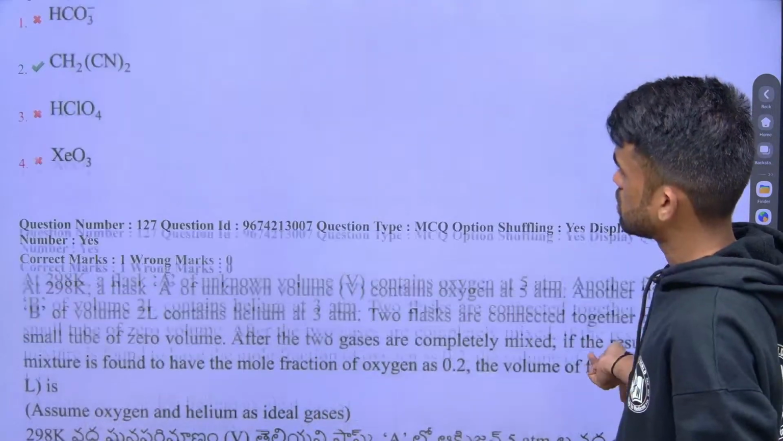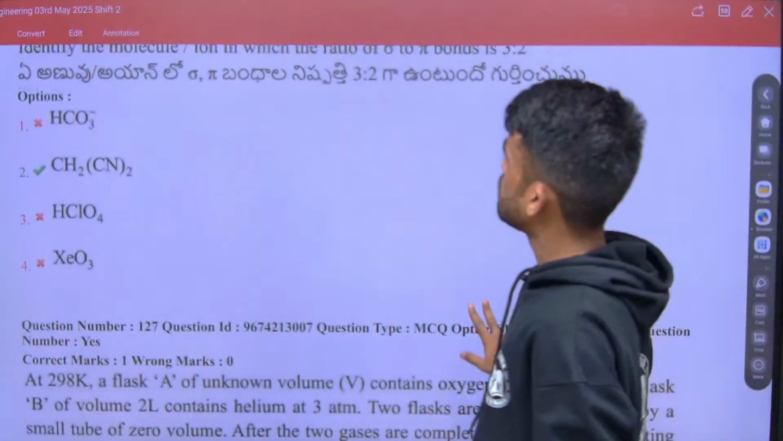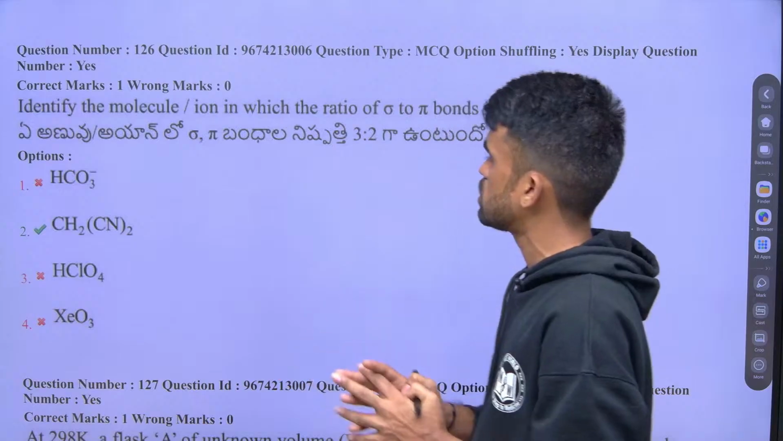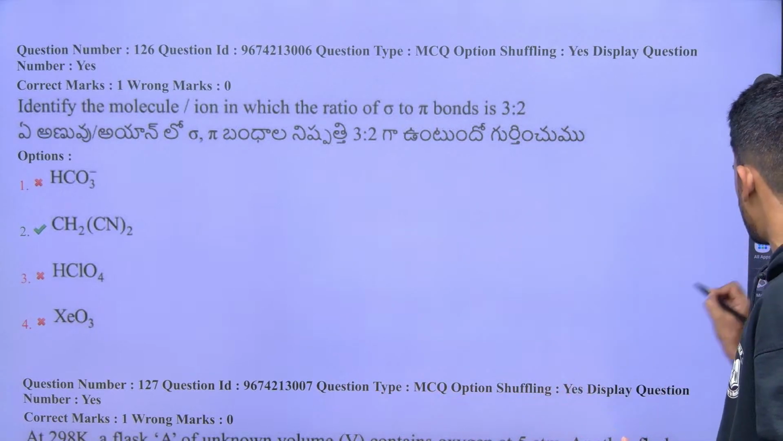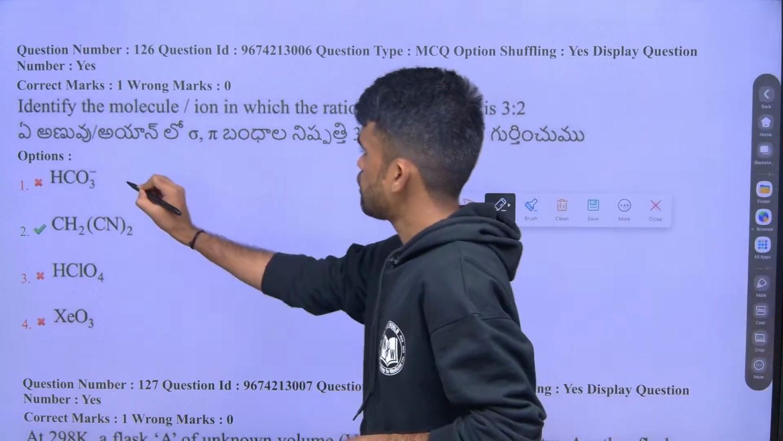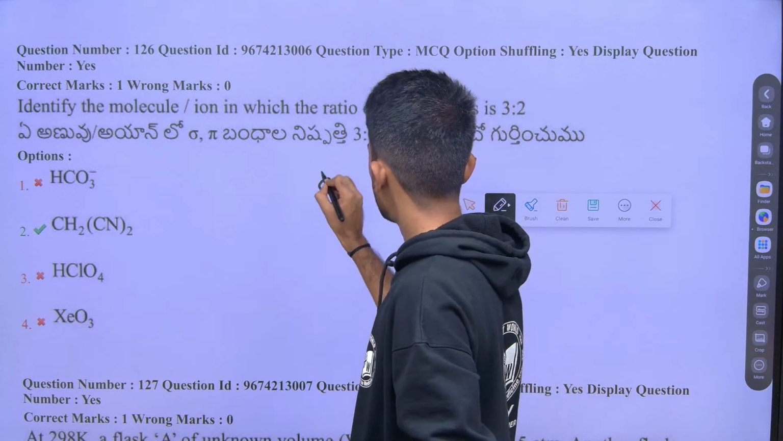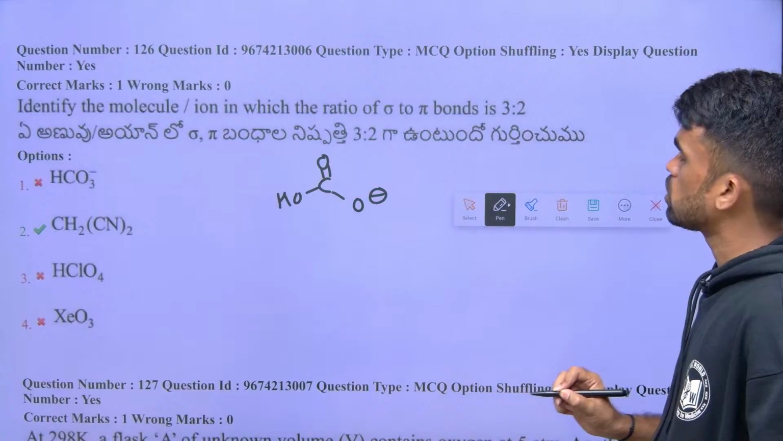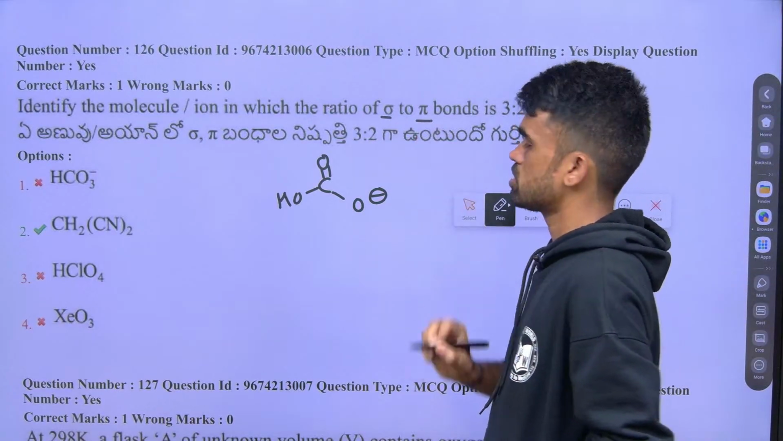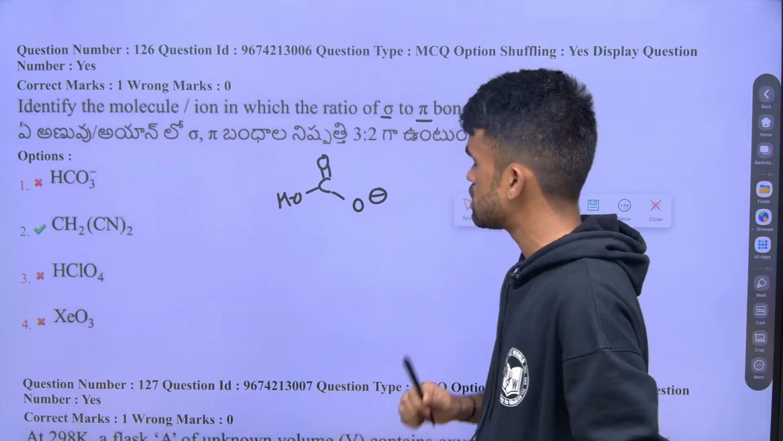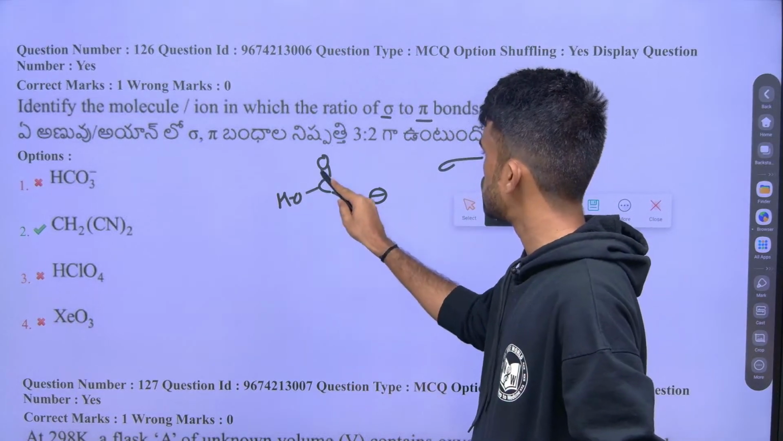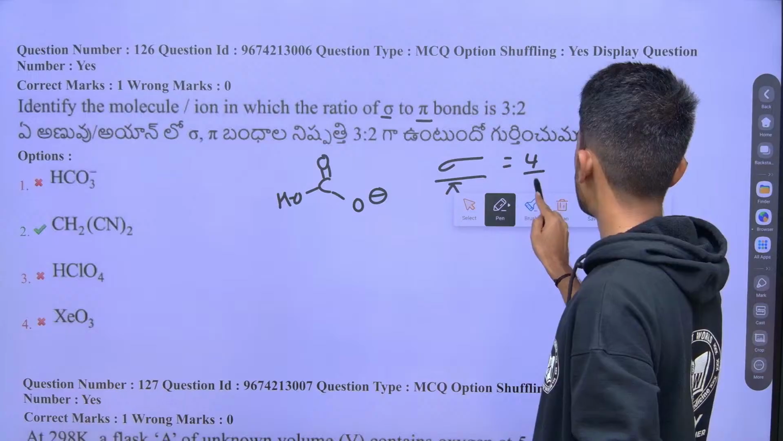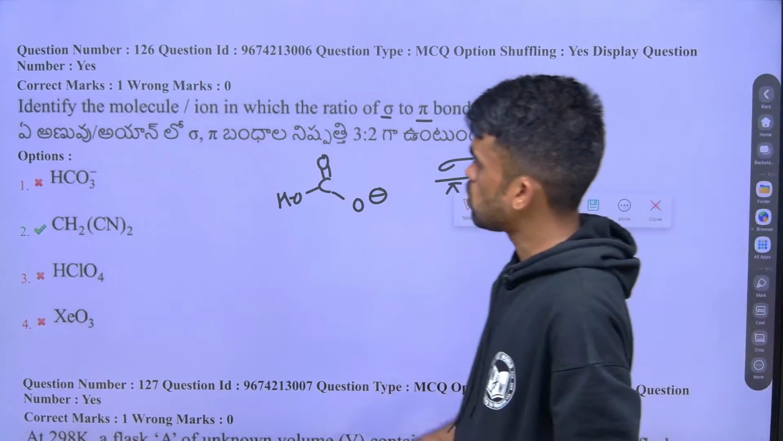Here, identify the molecule or ion in which the ratio of sigma to pi bonds is 3:2. So how can we do this? This is also an easy question. In the first option, what do we have? Carbonate. Write the structure of that carbonate. The OH also has one sigma bond. Now count the number of sigma bonds: 1, 2, 3, 4. 4 sigma bonds. And how many pi bonds are there? 1 pi bond. So it is 4:1. Let us go for the next option.